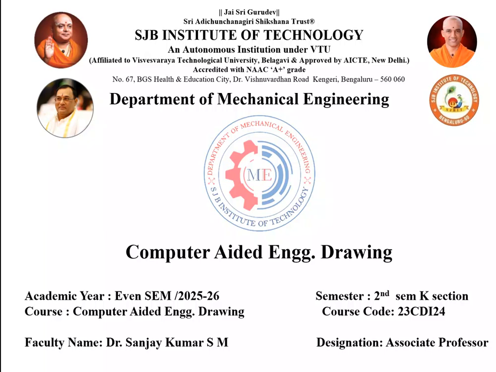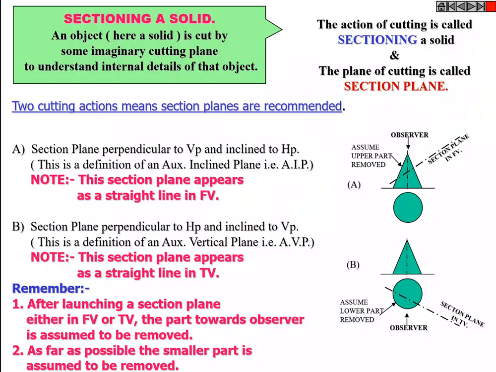In the development of solids, we take the basic solids, and for the positions of solids you pass the section plane and see how it exactly looks by passing the section plane at different angles. So what is this section? The action of cutting it is called sectioning of a solid. The plane you pass for cutting it is known as the section plane.